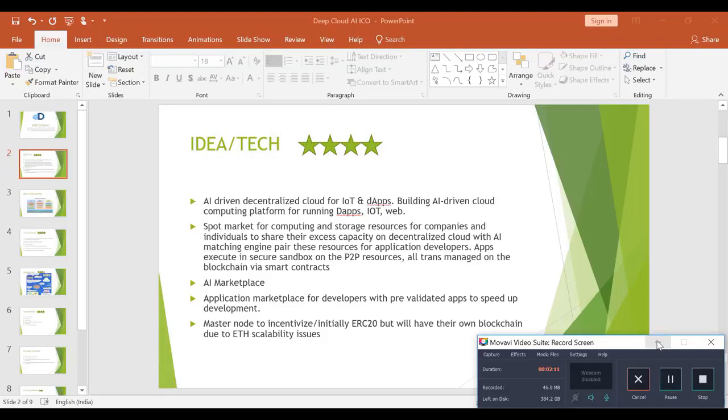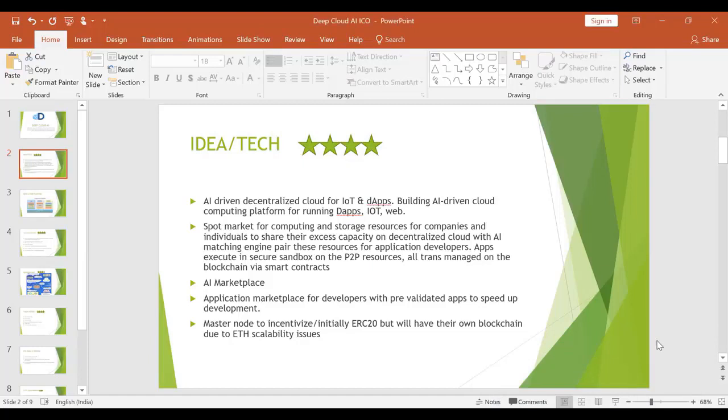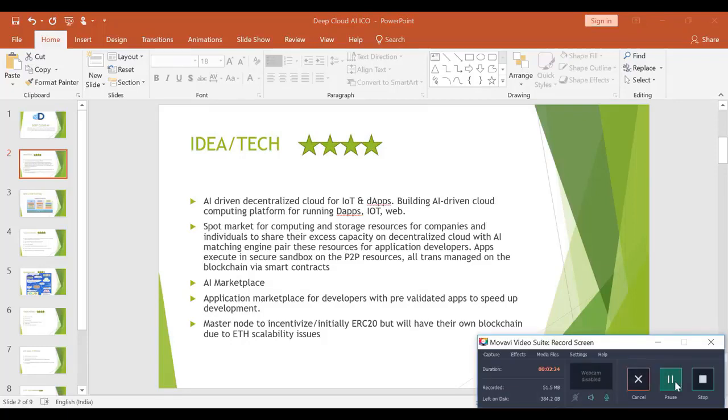So here are the two aspects of DeepCloud AI: people like us sharing our computing resources, and developers on the platform using those resources to build apps. Here comes the AI matching engine in between. Based on the need of the application and the requirement, it makes the right allocation of resources, and it does auto scaling. So AI plays an important role in this ecosystem.